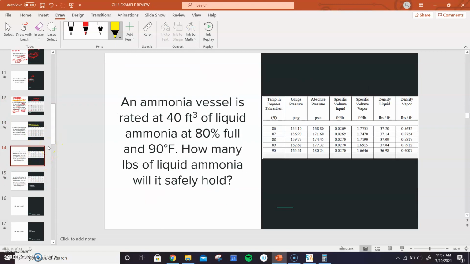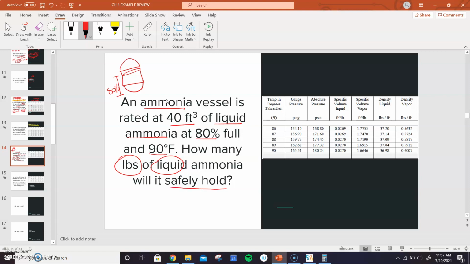Okay, next problem. We have an ammonia vessel, and it is rated at 40 cubic feet of liquid ammonia at 80% full and 90 degrees Fahrenheit. So you have a vessel, when it's 80% full, which is the max you should fill a vessel, remember? That, I'm going to let you know, is extra information in this. Anyways, finish the question. How many pounds of liquid ammonia will it safely hold?